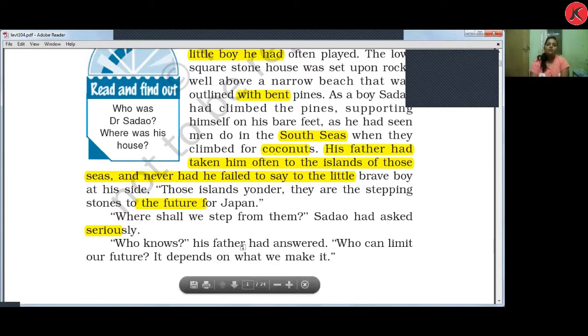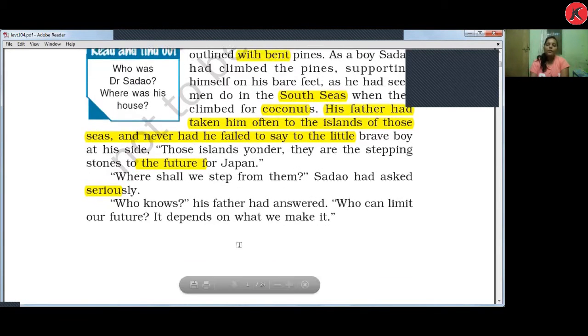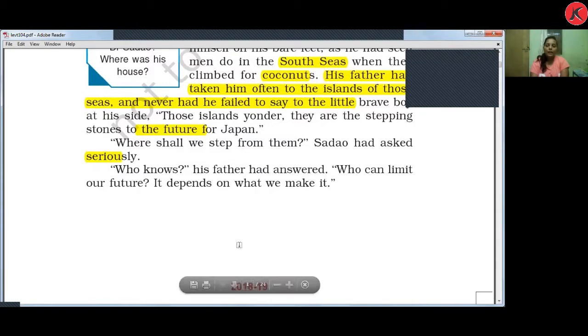"Who knows?" his father had answered. His father said, "We don't know. Who can limit our future? It depends on what we make it."